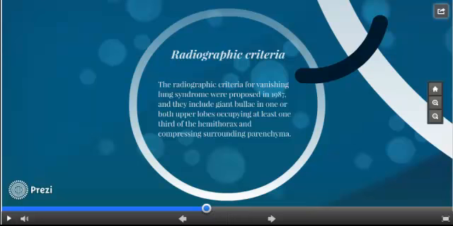Radiography criteria. The radiography criteria for vanishing lung syndrome were proposed in 1987, and they include giant bullae in one or both upper lobes, occupying at least one third of the hemithorax and compressing surrounding parenchyma.